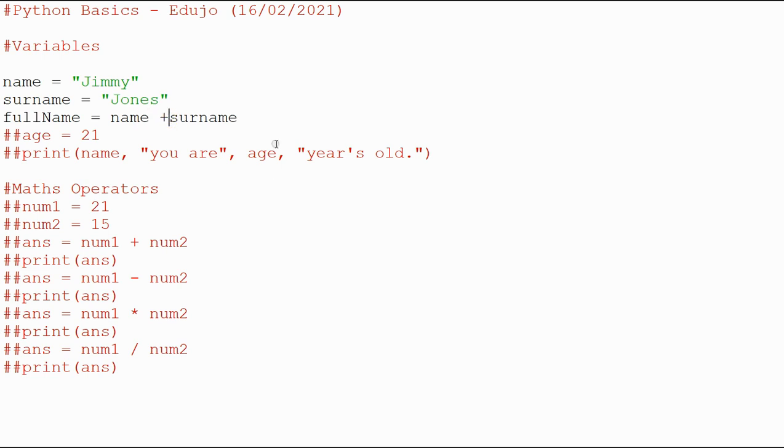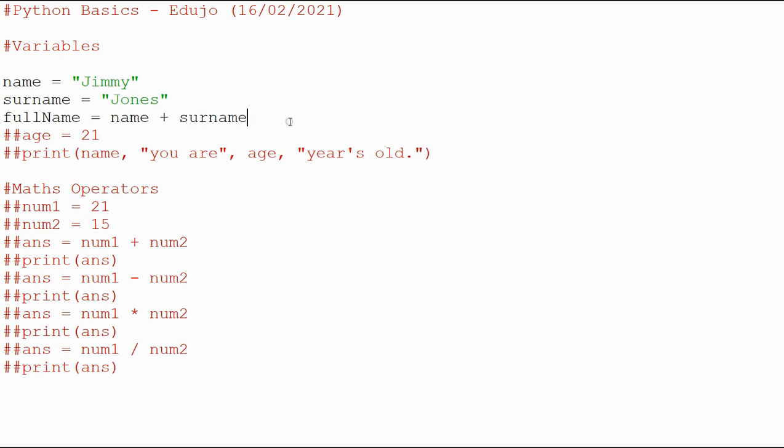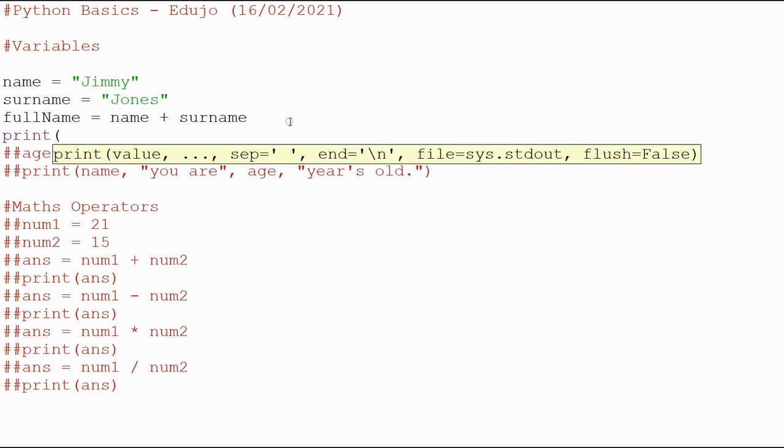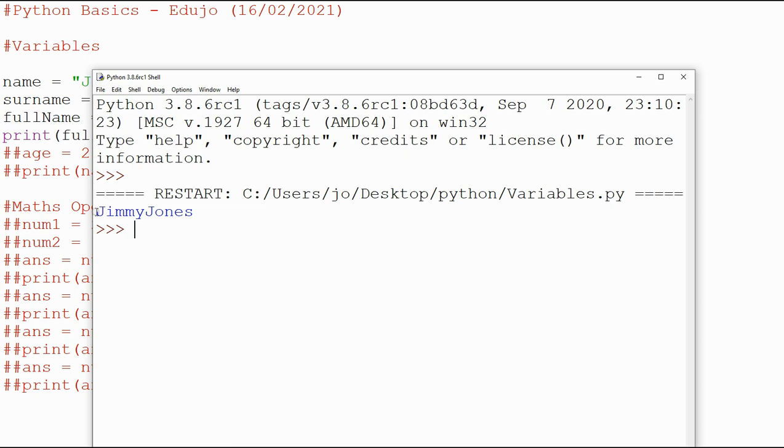It obviously can't calculate that because it's just a string, but what happens is it joins, nothing, I never printed it. Right, let me print, is that surname? Full name. Let me F5 enter, and that should give us Jimmy Jones.